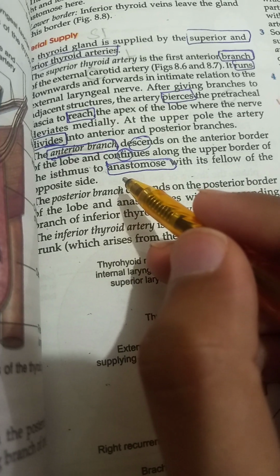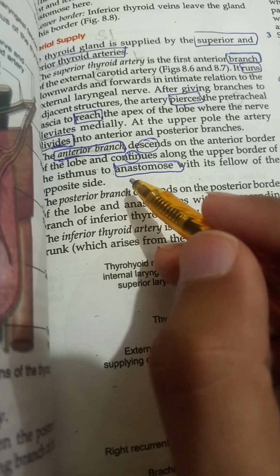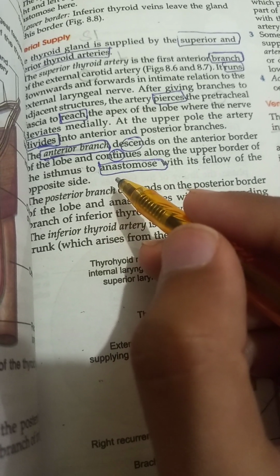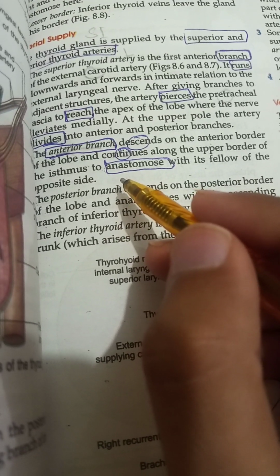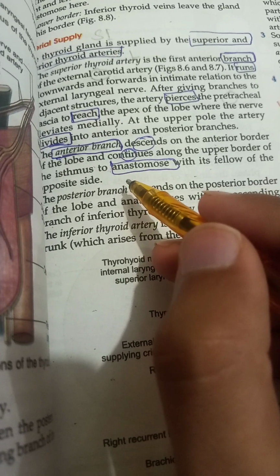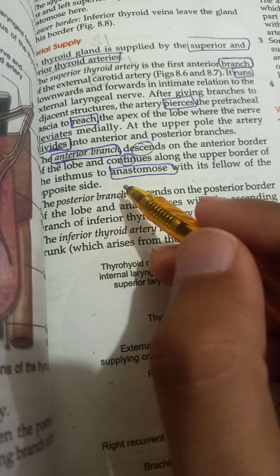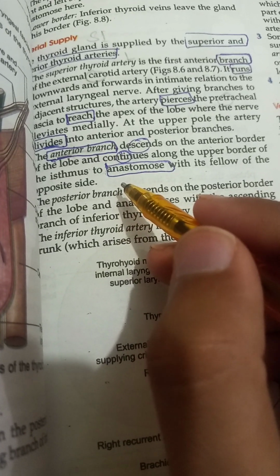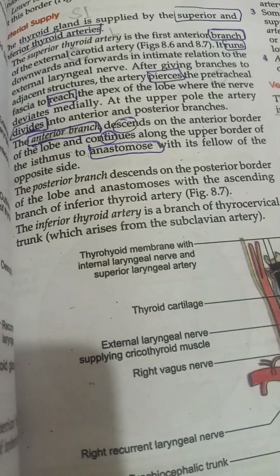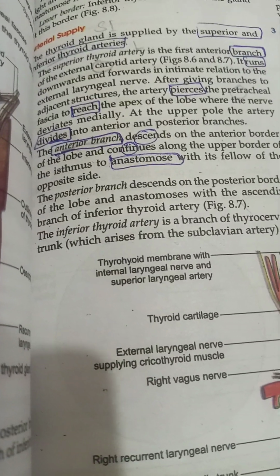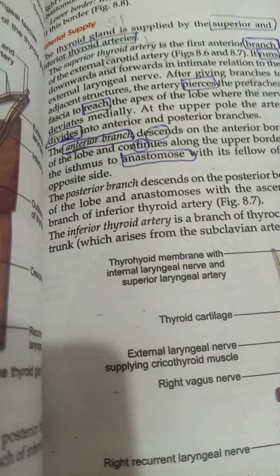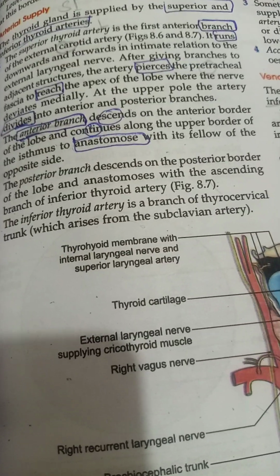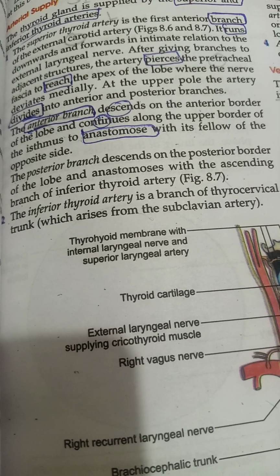The anterior branch descends on the anterior border of the lobe and then continues along the upper border of the isthmus to anastomose with its fellow of the opposite side. एंटीरियर ब्रांच सो क्या होगा कि एंटीरियर ब्रांच डिसेंड करेगी anterior border of the lobe और continue करेगी along the upper border of the isthmus to anastomose with its fellow of the opposite side.